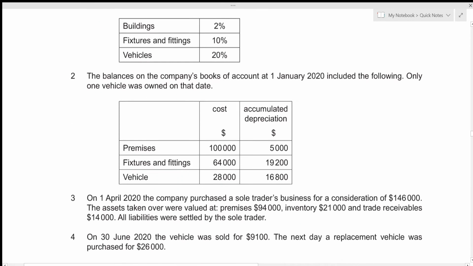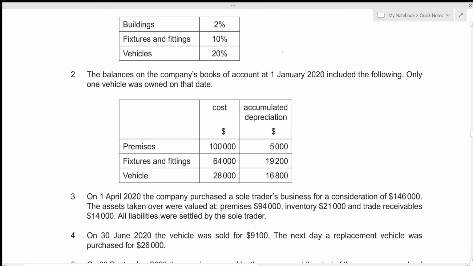Then, the balances on the company's books of account at 1st January 2020 included the following. Only one vehicle was owned on that date. So we have premises with the cost of 100,000 and accumulated depreciation of 5,000. We have fixtures and fittings with the cost of 64,000 and accumulated depreciation of 19,200. Then we have the vehicle with the cost of 28,000 and the accumulated depreciation of 16,800. And what we know is that there is only one vehicle.